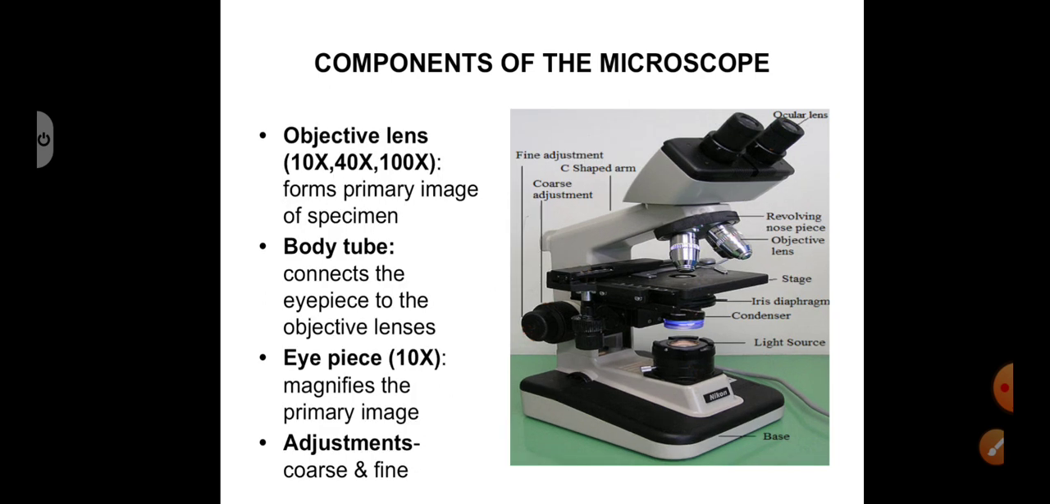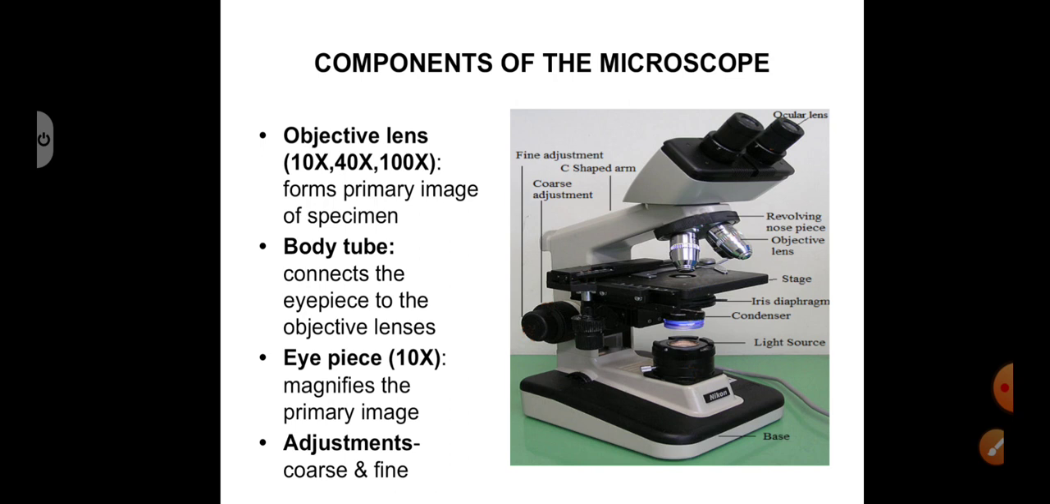Moving on, from the specimen, the light which reflects out goes into the objective lenses. There are many objective lenses. There is a revolving nose piece which holds many objective lenses of various magnification power. The magnification power can be 4 times, 10 times, 40 times and 100 times. Mainly in microbiology, we use the objective lenses with magnification power of 10x, 40x and 100x.